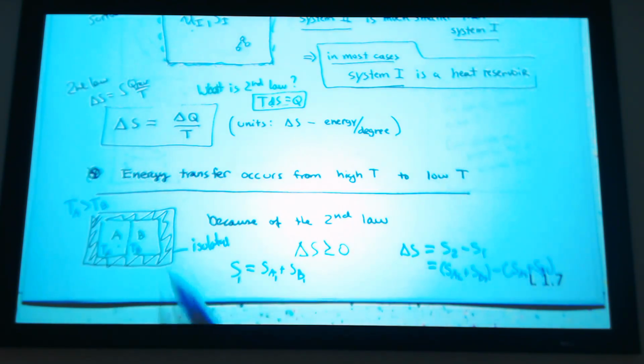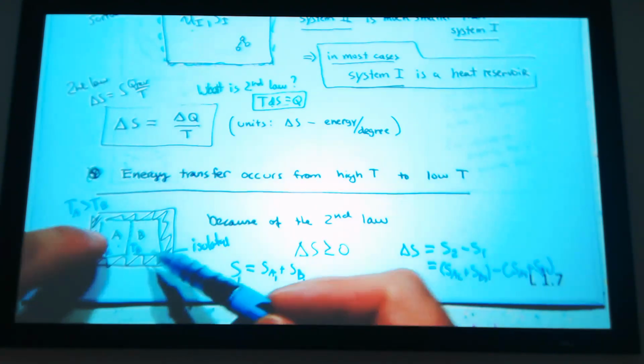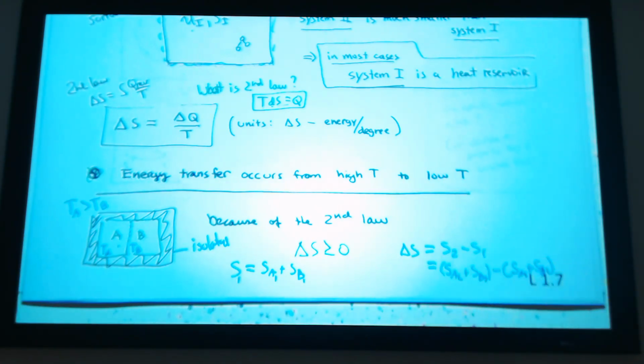I made this isolated. So I can say that at some final state, A and B are at the same temperature. If I know they're at the same temperature, and I say that A and B have the same mass, and they're made up of the same copper blocks, then I know that A and B have the same entropy. So A and B are the same in the final state. They're different here. I know that this value has to be greater than or equal to 0.